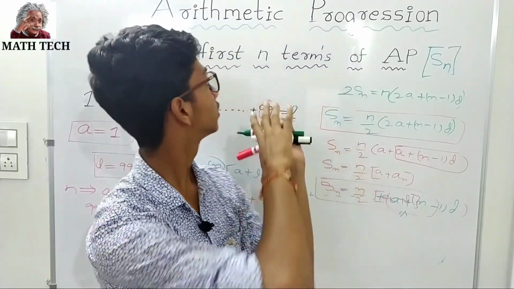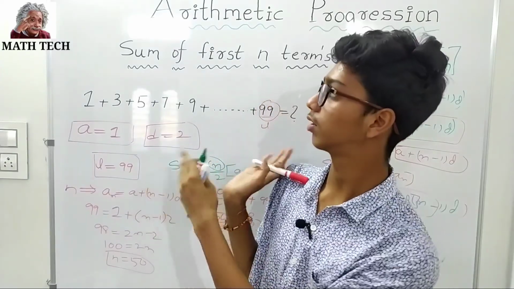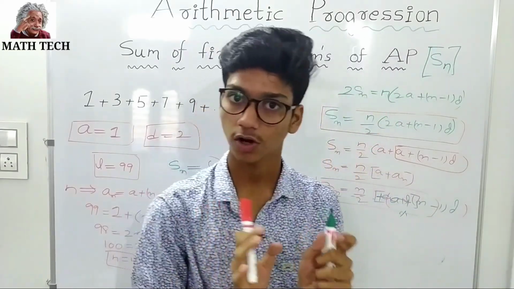So this is part 1 of arithmetic progression, and the concept is completed. The total arithmetic progression concept is cleared.